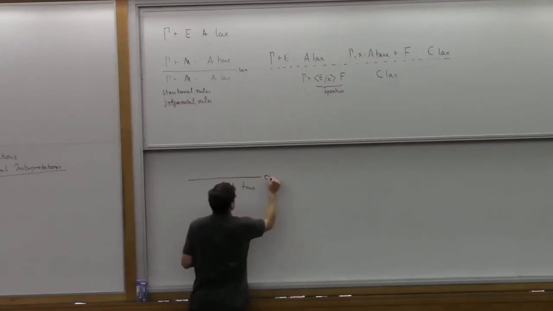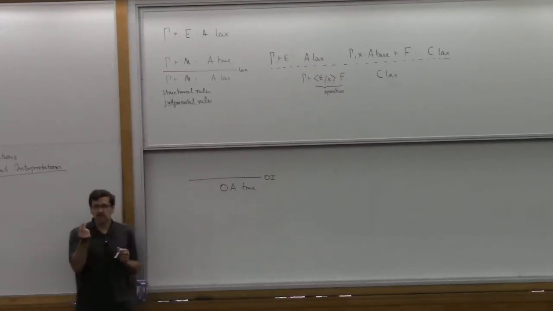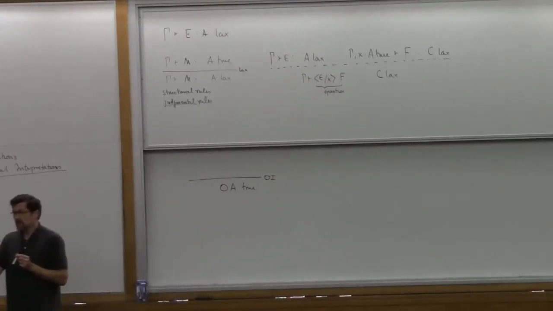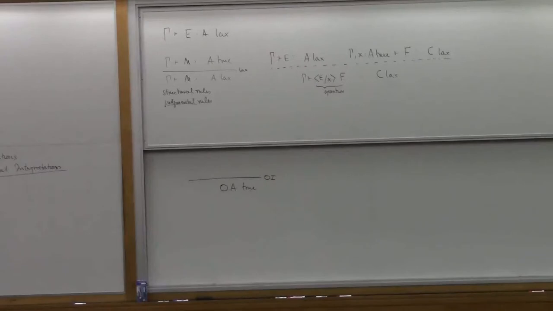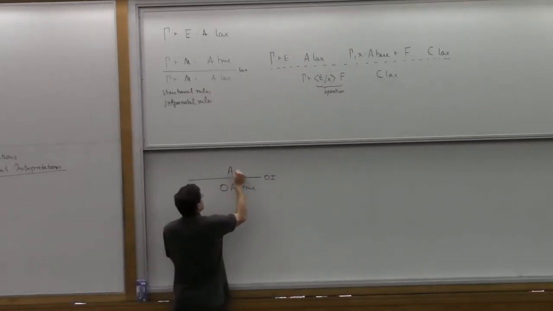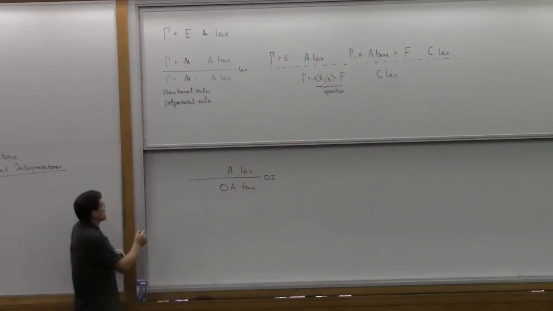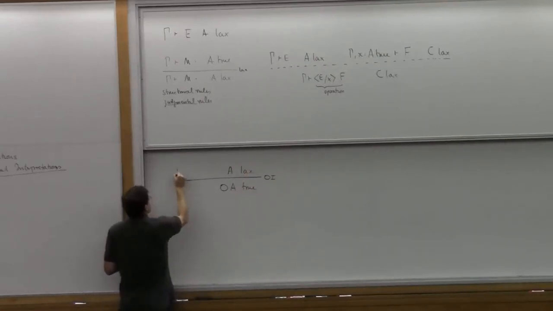So what is the introduction before that? Notice that this is now a proposition. A lax was a judgment about propositions. Can anybody guess what that is? What's the introduction rule? When is circle A true? If A is true, certainly that's valid, but that's too strong, it requires too much. We only require that A is lax. And this is in some context.